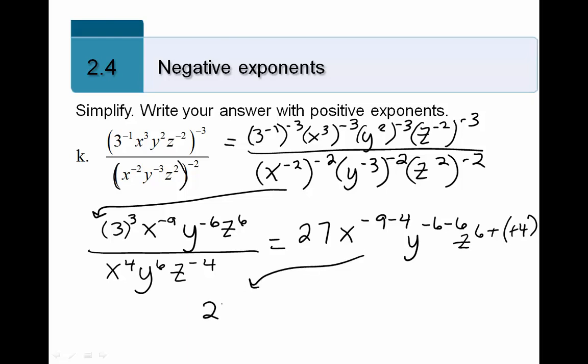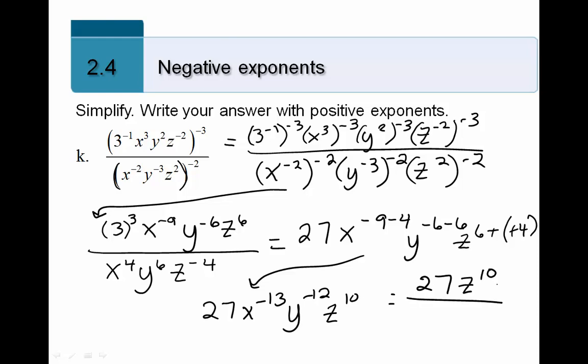So we have 27 x to the negative 13. We're adding our exponents here. Y to the negative 6 and negative 6 is negative 12, and z to the positive 10. We're almost done here, so now we just need to make negative exponents positive. The 27 and the z to the 10th will remain in the numerator. Taking the reciprocal of the x term and the y term forces that to the bottom, so that will be x to the 13th on the denominator and y to the 12th.